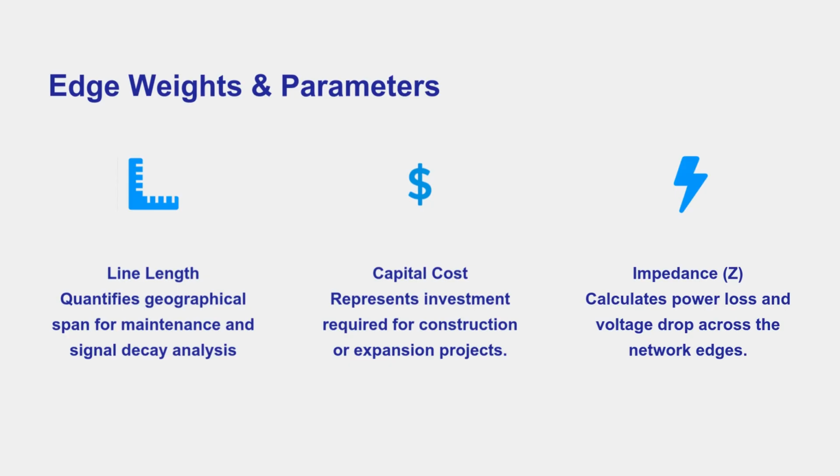A graph is not just lines and dots. We need to add details called weights to make it realistic. These weights represent three key things: length, how far the power needs to travel; cost, how much it costs to build or fix the line; resistance. This helps us calculate how much energy is lost during transmission. In short, these weights turn a simple drawing into a powerful tool for calculation.